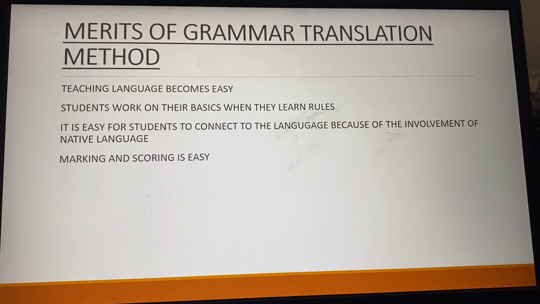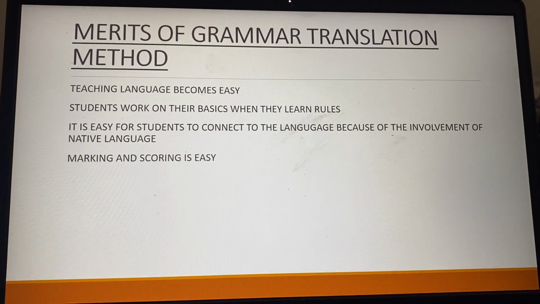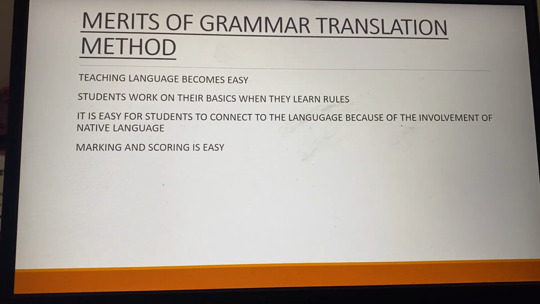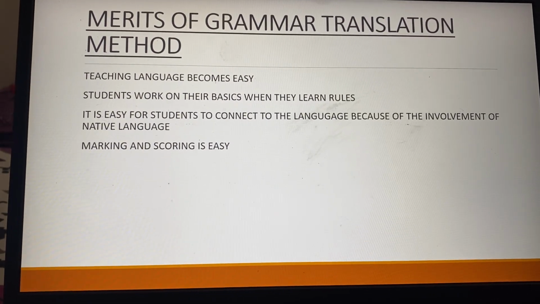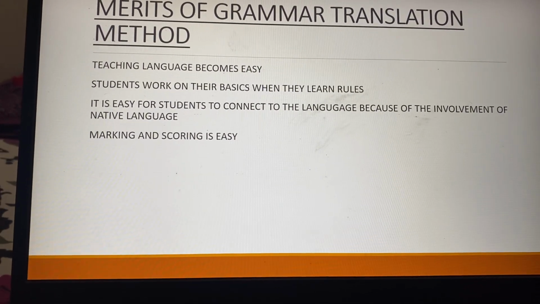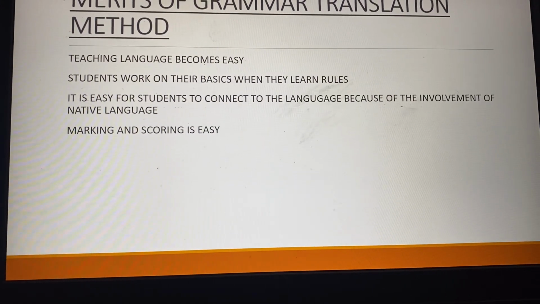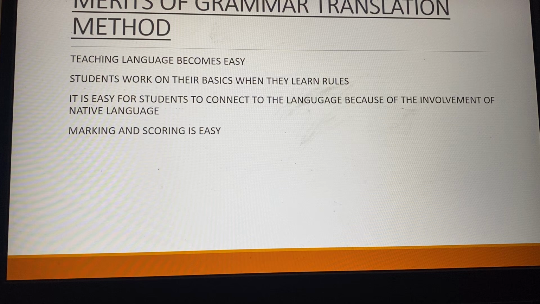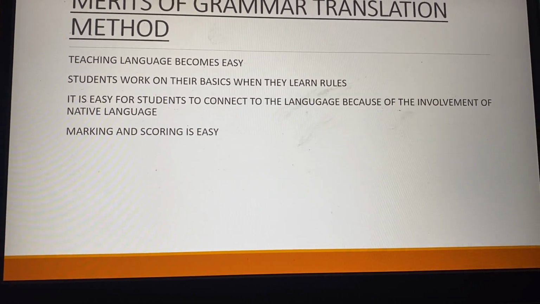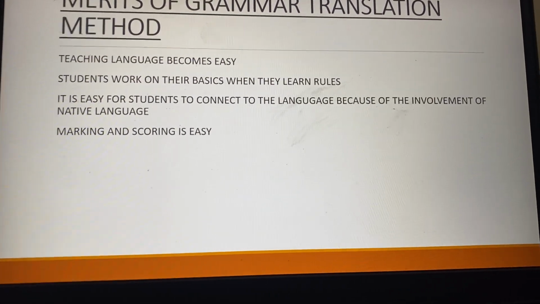So yeah, there are certain advantages associated with the grammar translation method. First of all, for a teacher it's easy because there's nothing much to do. They have to explain a set of rules, and this is how it goes. I would say marking and scoring also become easy. Students work on their basics when they are learning rules. It might take a lot of time, if I have to talk about a disadvantage, but they make a base for them.